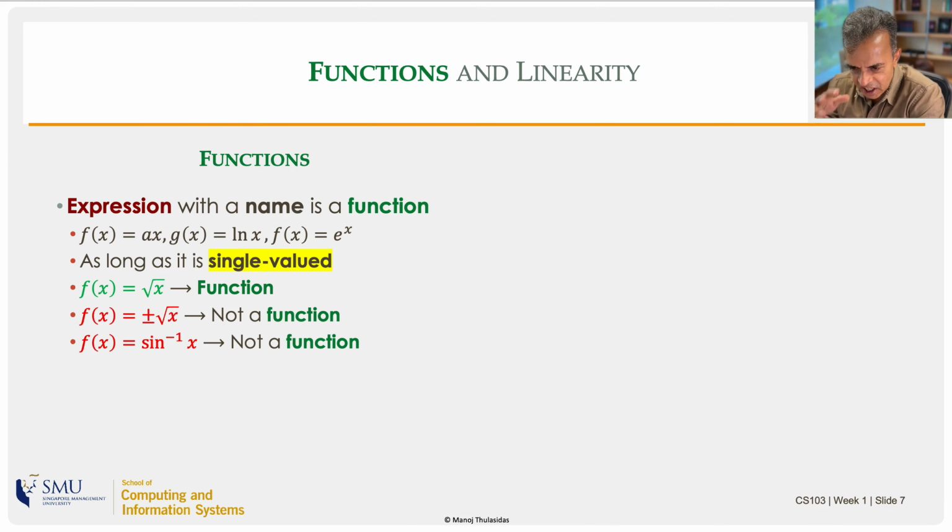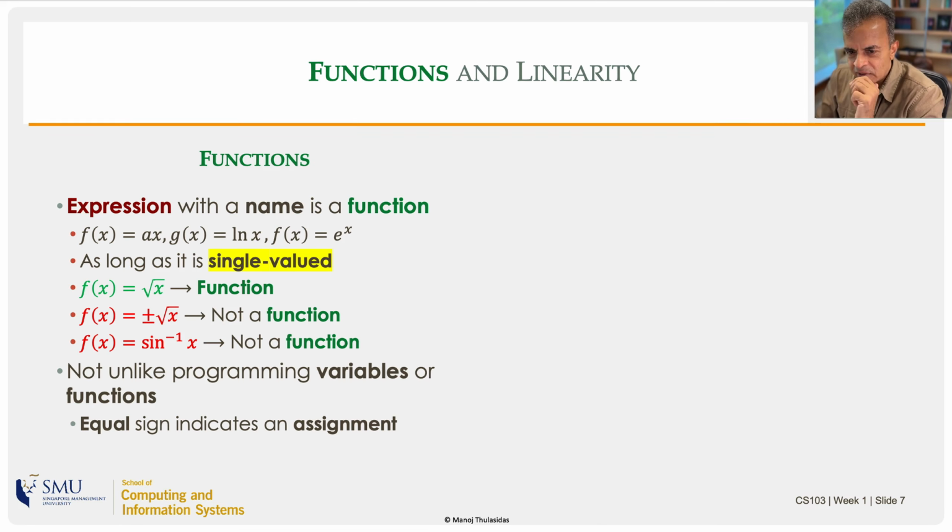So in this case, in this linear algebra context, for our purposes, I'm saying that it's not considered a function. But if you want to consider it a function for whatever algorithm that you're developing, that's up to you. You just have to be aware of the fact that that is what you're doing and you will be fine. So functions are also not unlike programming variables or functions. Assigning a name to an expression is kind of like assigning a programming expression to a name, or defining a function. So this equal sign here is an assignment. That is something to keep in mind.